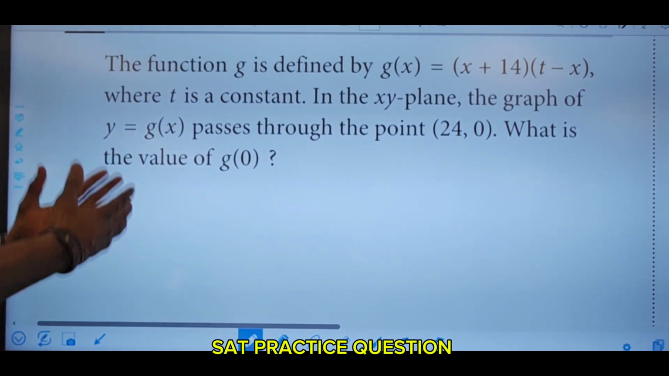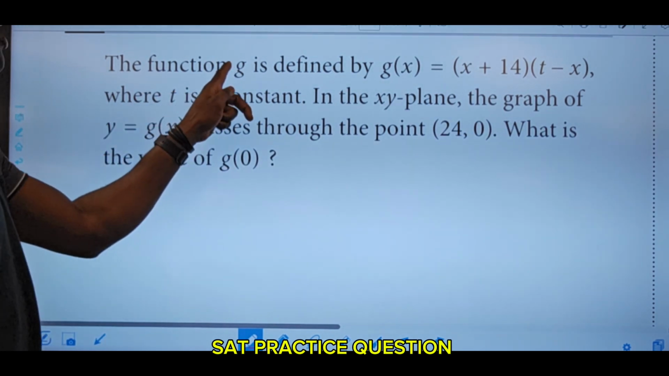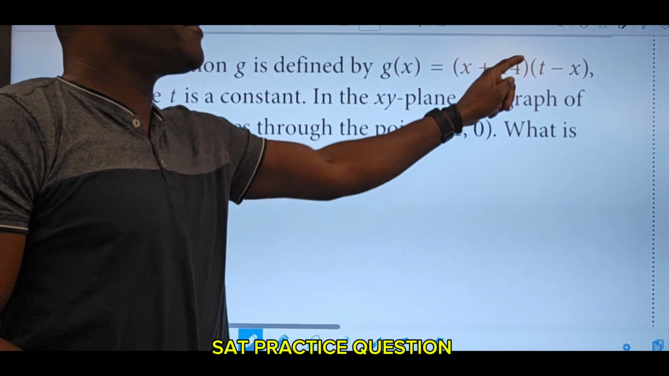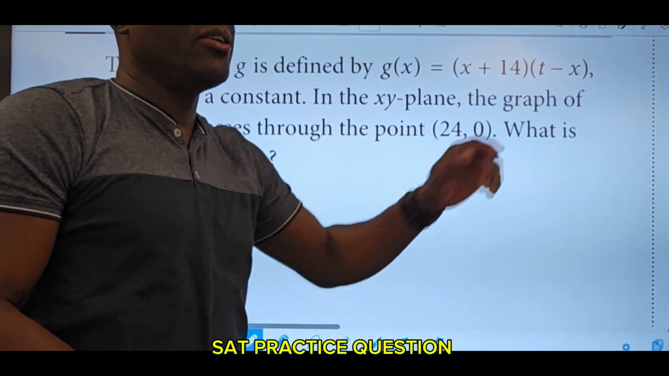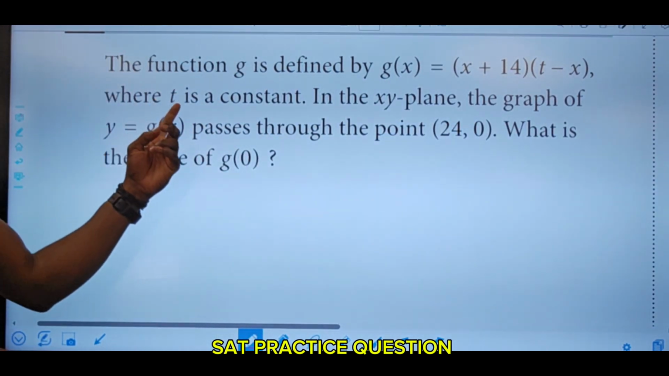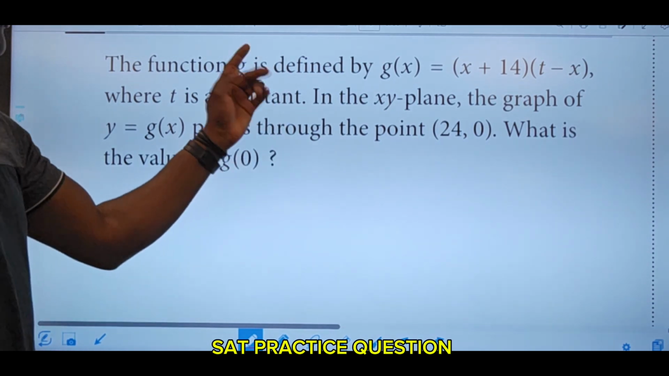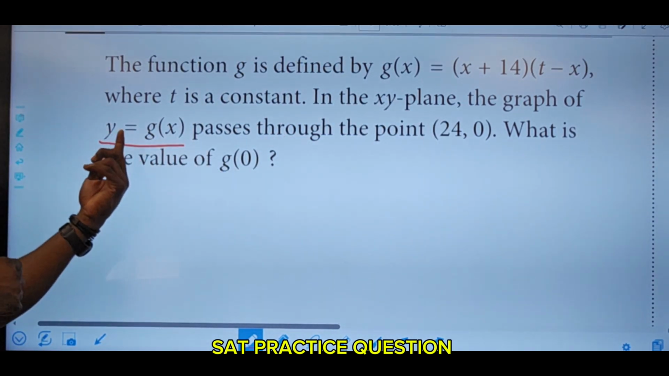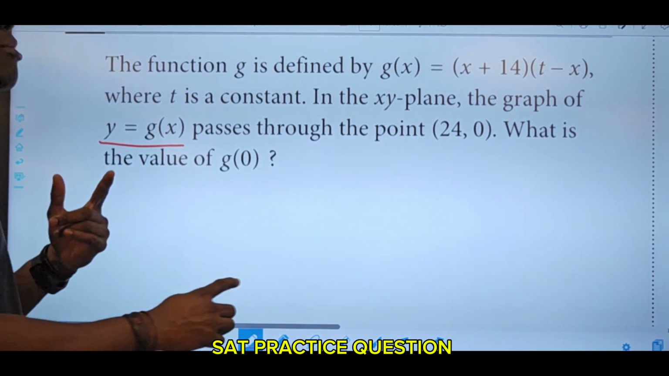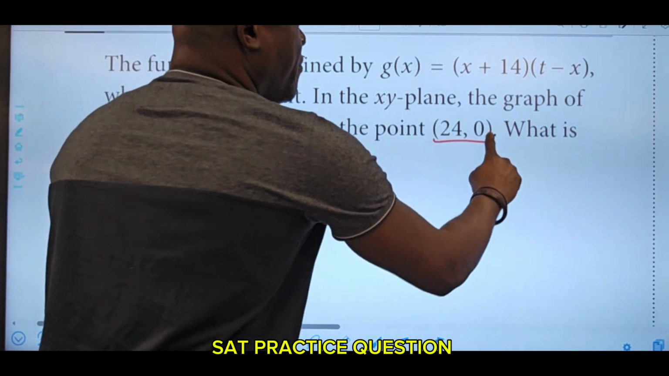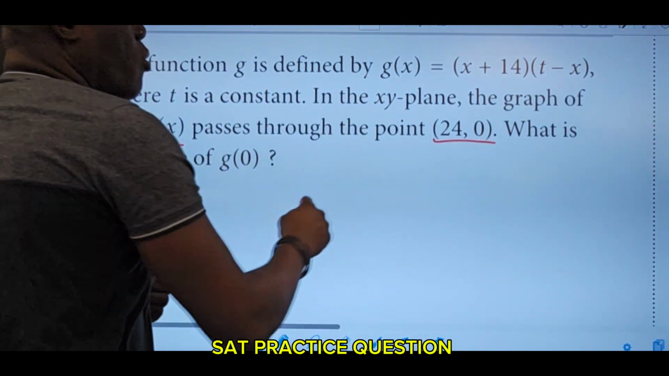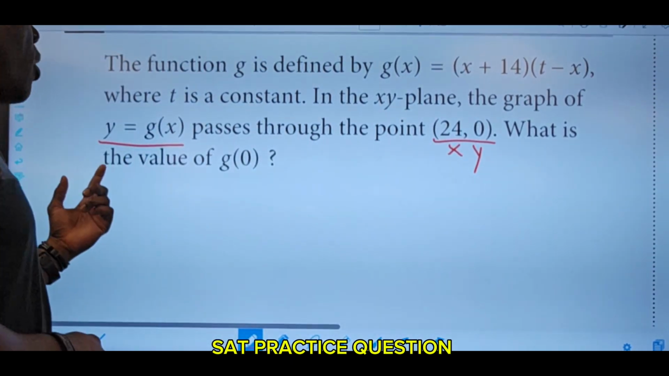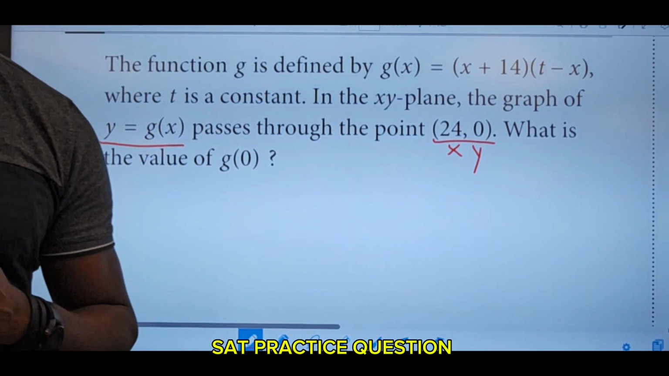Right, let us take a look at this question here. It says the function g is defined by g of x equals (x + 14)(t − x), where t is a constant. Now in the xy plane, the graph of y equals g of x passes through the point (24, 0), which means x is 24 and y is 0. What is the value of g of 0?